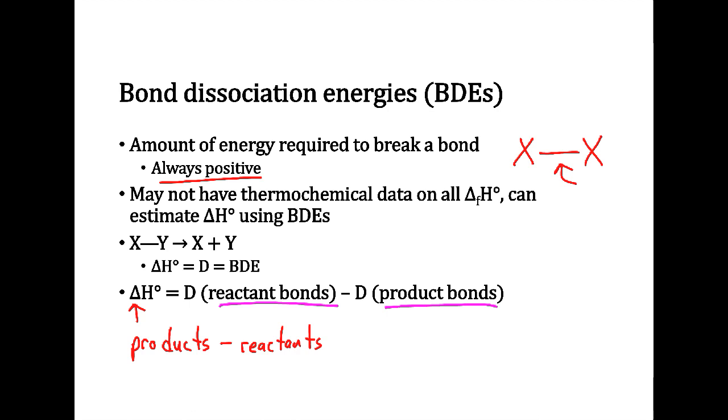So, for instance, if we were to look at this sample reaction right here, this is a dissociation reaction. We have compound XY dissociating to form X plus Y. If we wanted to find delta H for this reaction, we would take the bond dissociation energy, which we represent with a D, of XY minus the bond dissociation energy of the products. Here the products are lone atoms. So what does that mean? Well, there are no bonds. If there are no bonds, that means there's no bond dissociation energy. So delta H would just be equal to the bond dissociation energy of XY in this case.